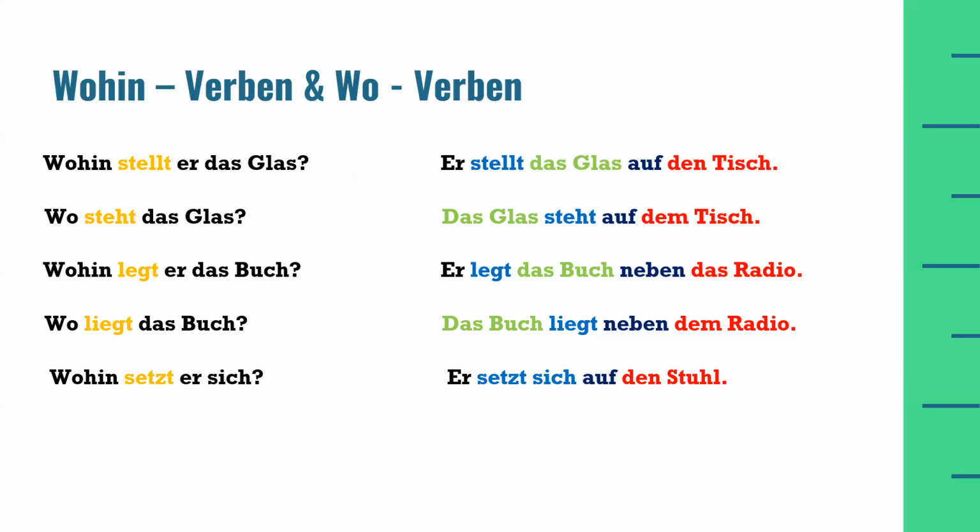Wohin setzt er sich? Where is he going to sit down? Or where does he sit down?